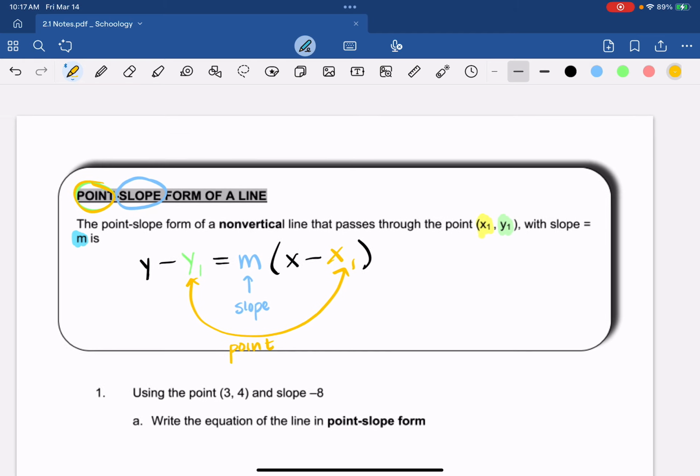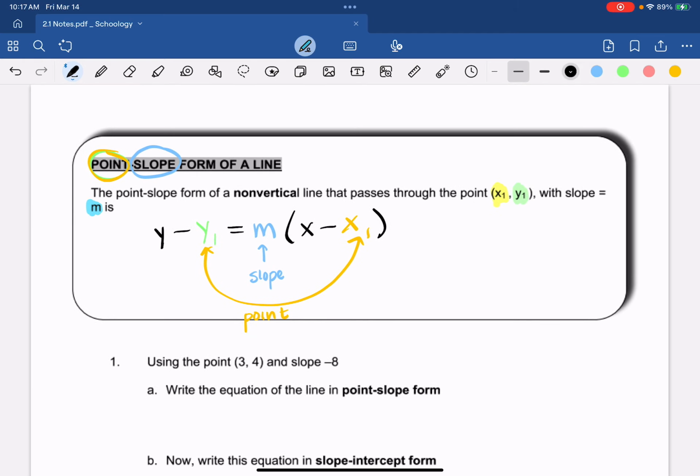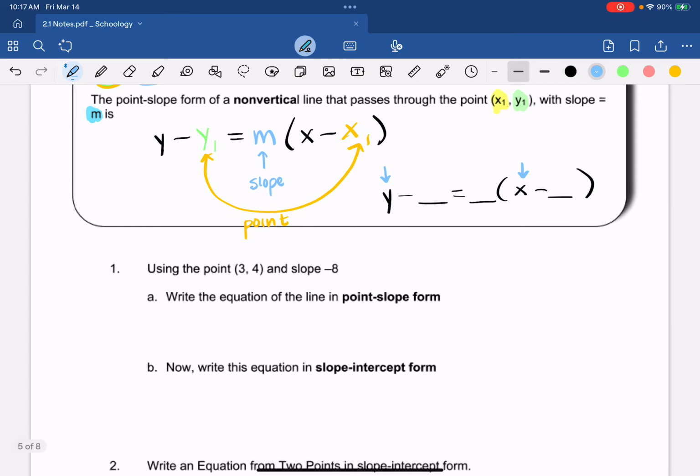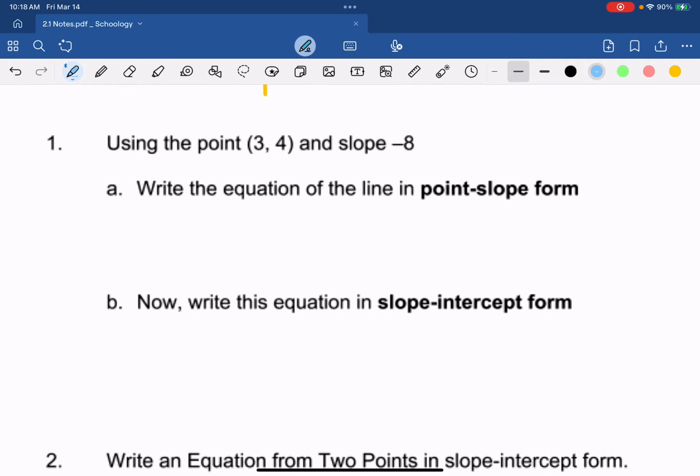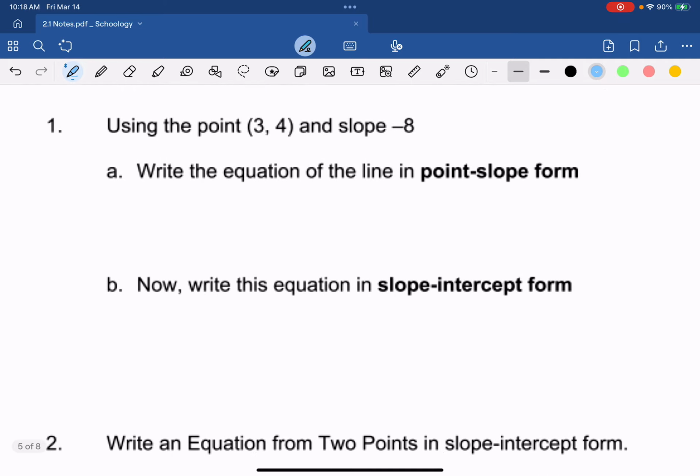Now, a common mistake that I see a lot of kids making is they don't realize which x and which y to replace with a number. So just as a good reminder here, you're always going to be filling in these blanks when you write it. So my first y and my first x are always going to stay as y and x. The only place we're putting numbers are those blanks. So let's just try one of these together here. We have number 1, it says using the point (3, 4) and slope -8. Okay, so here I have my two pieces of information. I have my m, -8, and here's my point.